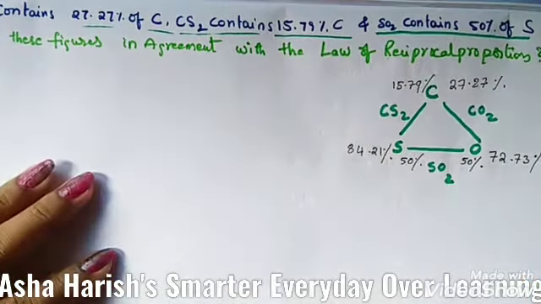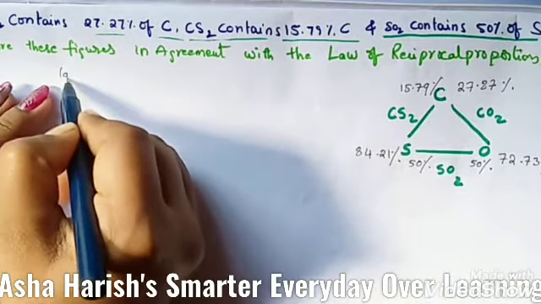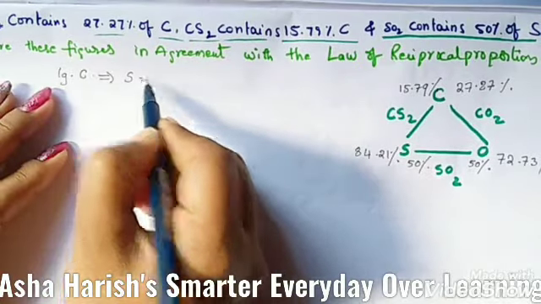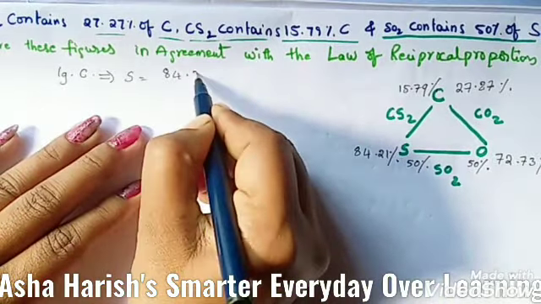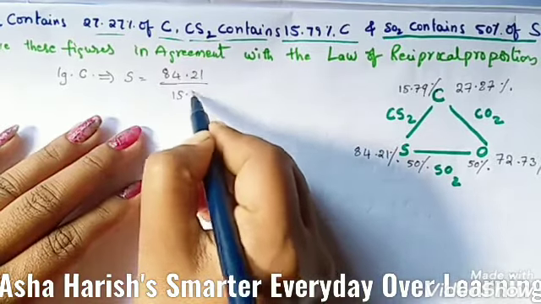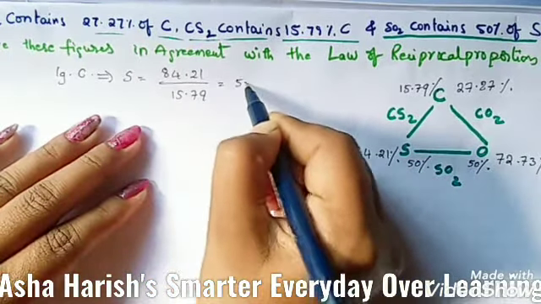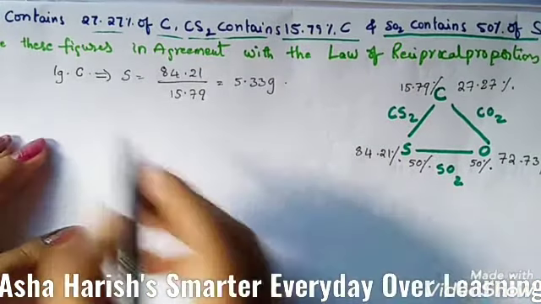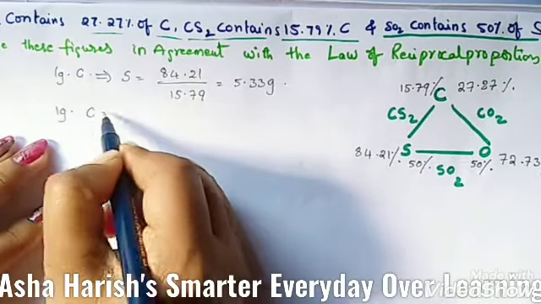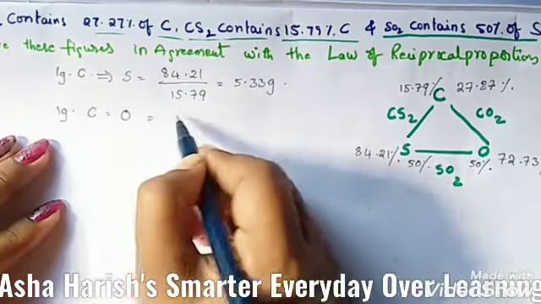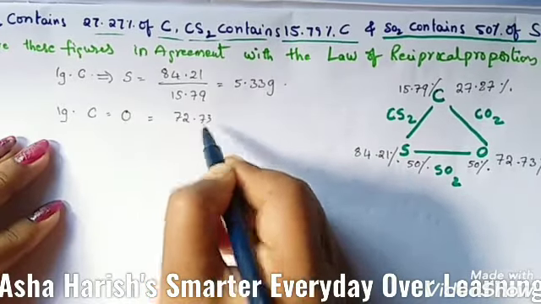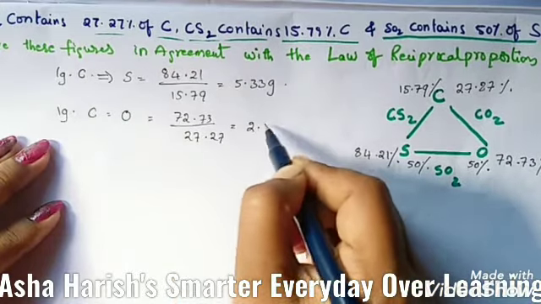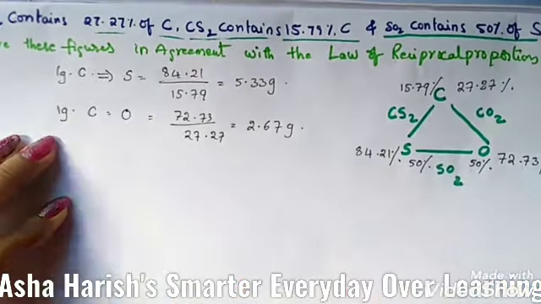Now we can say that 1 gram of carbon will combine with sulfur, that is 84.21 by 15.79 grams, which should be 5.33 grams. Basing upon those details, we can say that 1 gram of carbon will combine with oxygen, that is 72.73 grams by 27.27 grams, so that is approximately 2.67 grams.